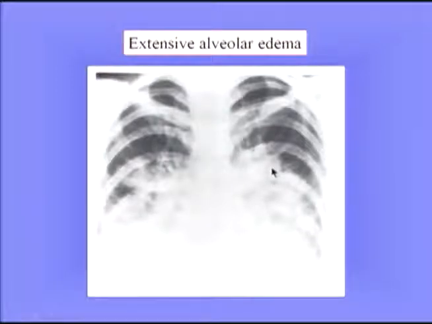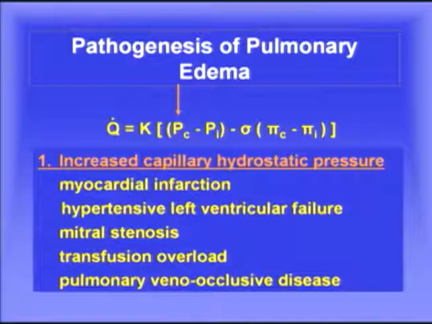It's usually quite easy to pick up alveolar edema. Now let's talk about the pathogenesis of pulmonary edema, and I'm going to do that by using the Starling equilibrium. And the commonest cause of pulmonary edema is an increase in pulmonary capillary pressure. And examples of that would be myocardial infarction.